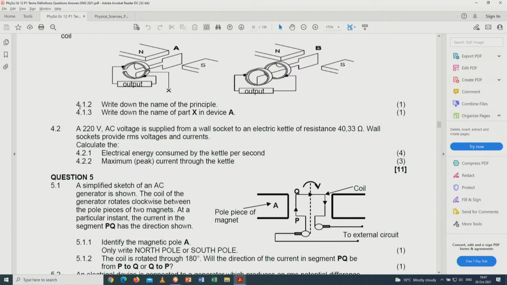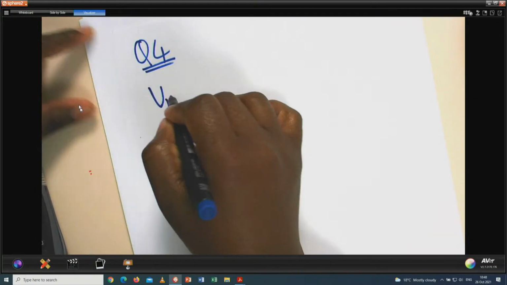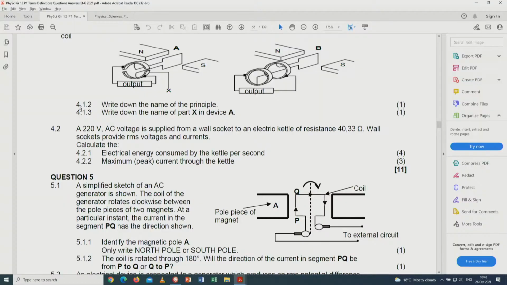Let's go back. We are given, this is question 4, V RMS, because we are told that the sockets of the wall provide RMS voltage, and then you're told also that the resistance is 40.33 ohms. And they say calculate the energy consumed by the socket.